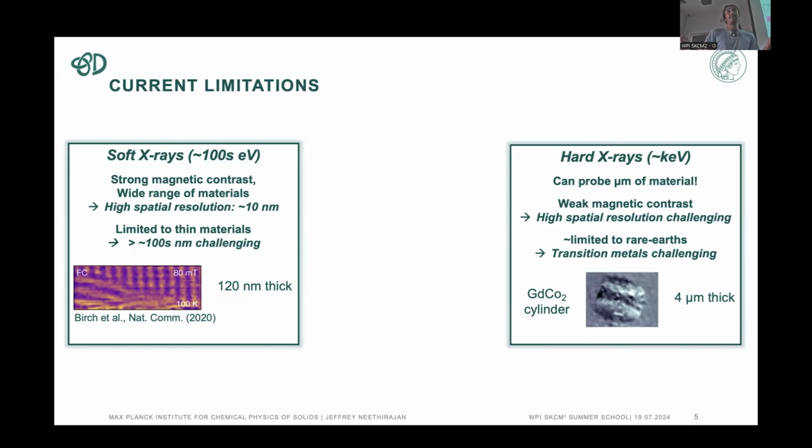The first is with soft X-rays, where we have very strong magnetic contrast from transition elements, as well as rare earths. And we can probe a wide range of materials while having nanoscale spatial resolution. However, the technique is very limited to thin materials, on the order of around 200 to 300 nanometers only. On the other hand, you have hard X-rays where you can probe micrometers worth of material, but you only have very weak magnetic contrast. And most of the materials that exhibit these weak contrasts are only rare earths, so you can only probe rare earths in this regime.